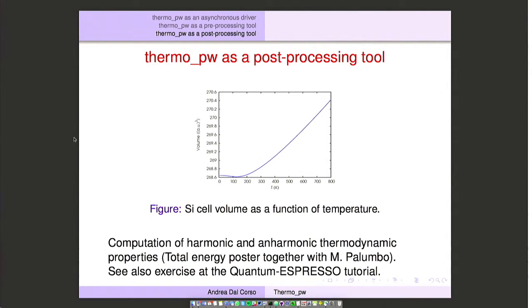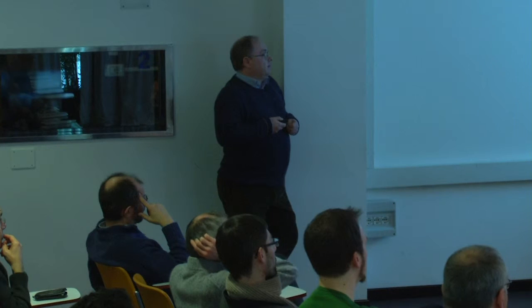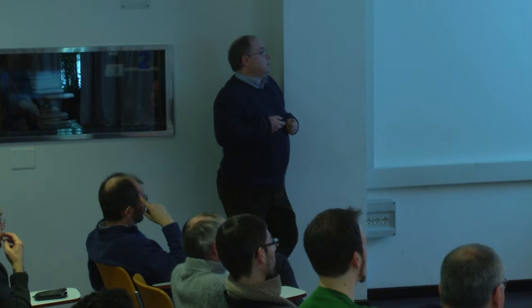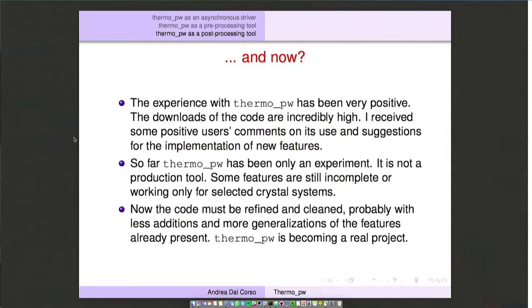And then the part of the post-processing tool that we were interested in at the beginning, the calculation of anharmonic properties, such as the volume as a function of temperature of silicon. Here, there is a poster at Total Energy by Mauro Palumbo on this issue for HCP crystals. And finally, a few considerations on what to do next.